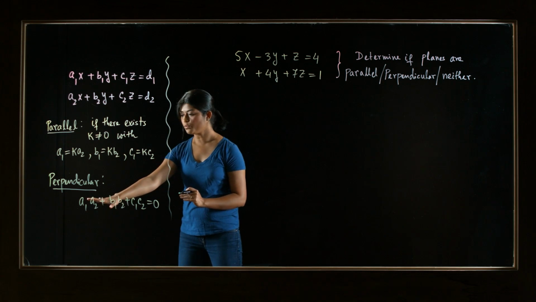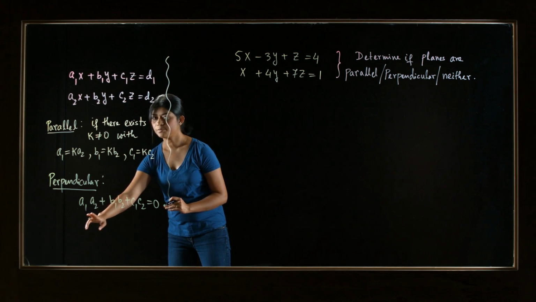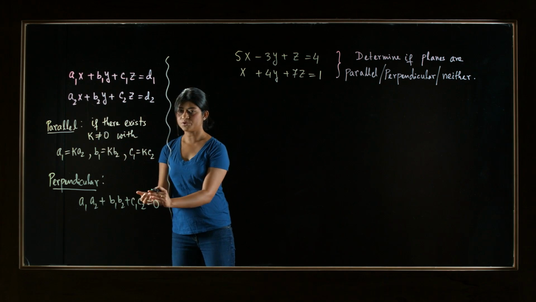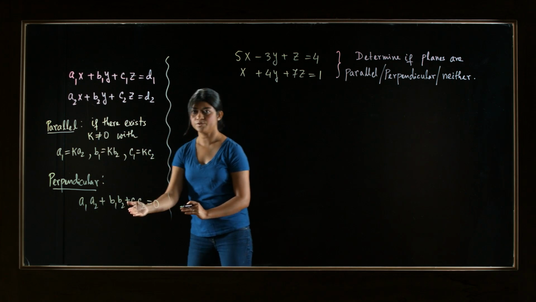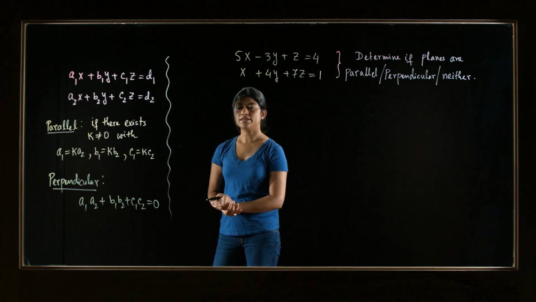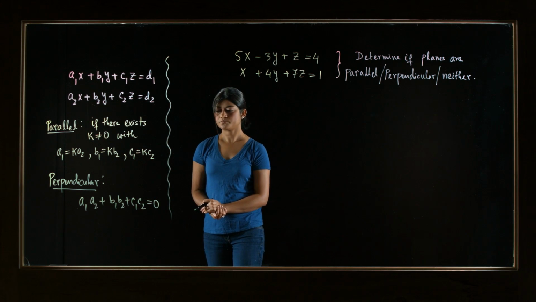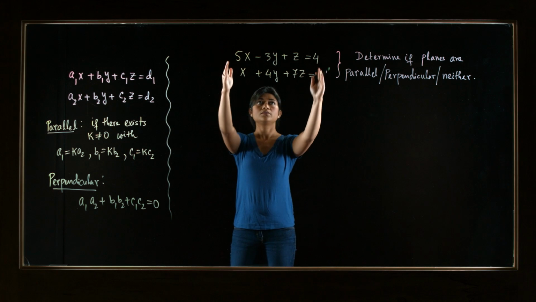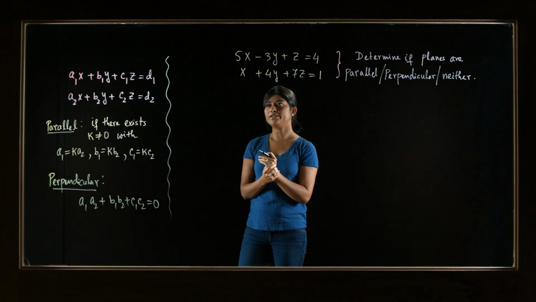And perpendicular will be when you multiply these constants and add them together, so a1 a2 plus b1 b2 plus c1 c2, that's going to be equal to zero. Okay, so we have these two planes right here.